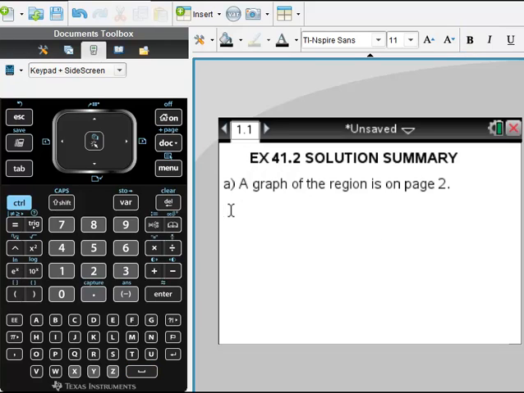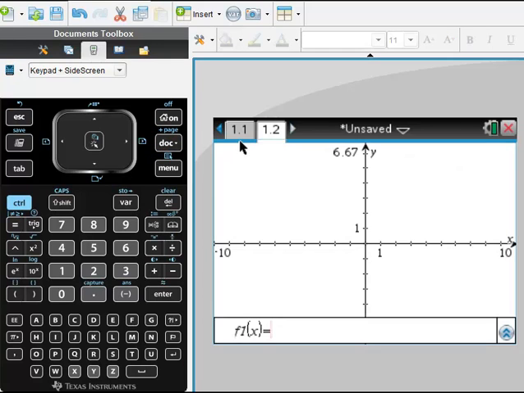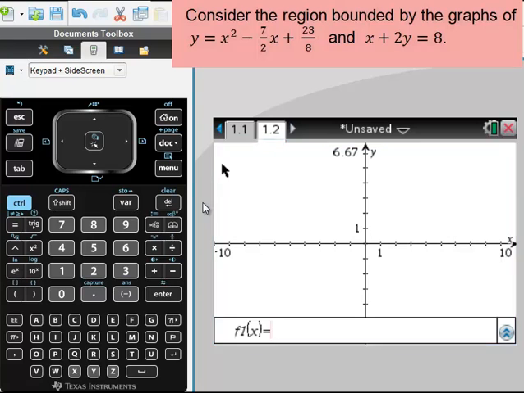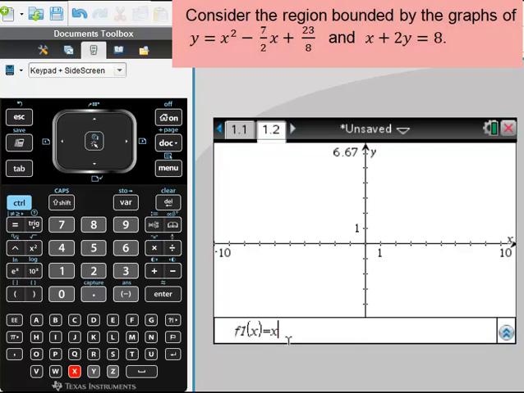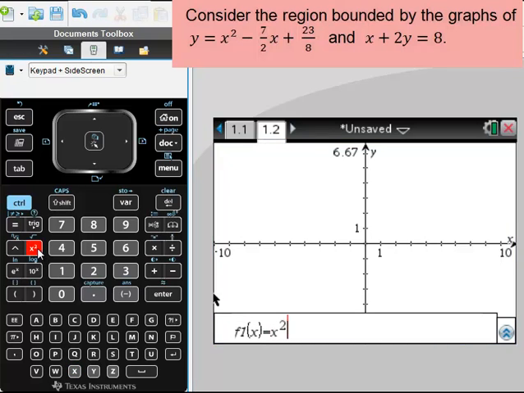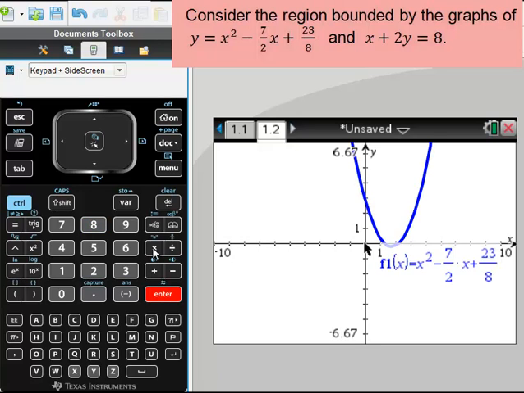Okay. Now, let's go ahead and create page 2, which should be a graph. The entry line prompt is awaiting us, and let's take that first function, y equals x squared minus 7/2 x plus 23/8. It should be a parabola. Okay, it is.